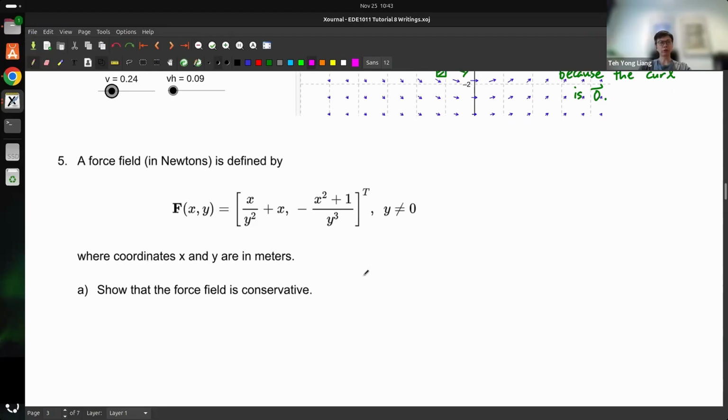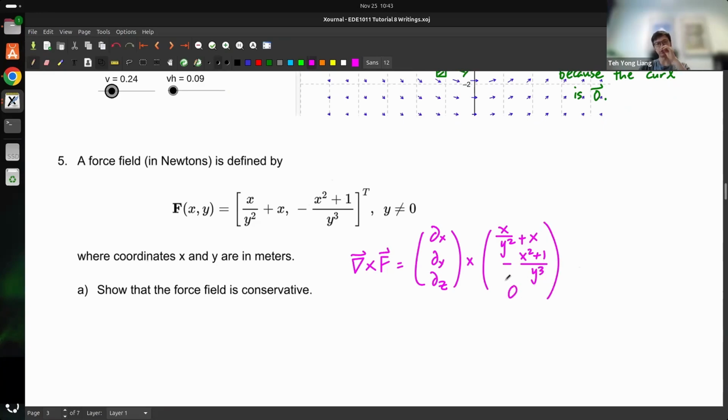So to show that the field is conservative, as I mentioned, you just take the curl, and therefore this will be del sub x, del sub y, del sub z. Sub means you're differentiating with respect to that subscript variable. And then this guy, you just have x over y squared plus x. The second term is minus this whole thing, so it's minus of x squared plus 1 over y cubed. And then the third component will be 0. You just put a 0 for the z component since this is entirely in the plane.